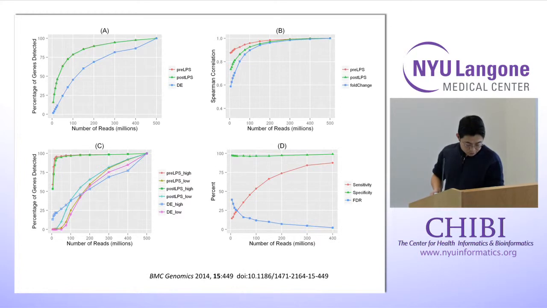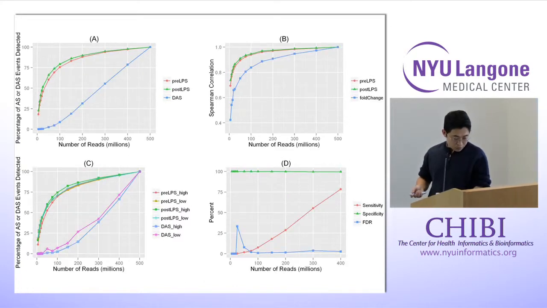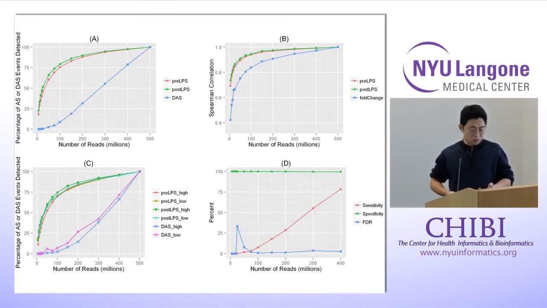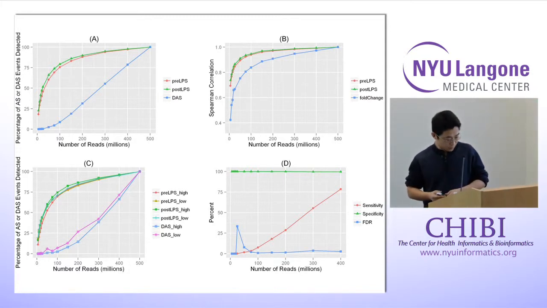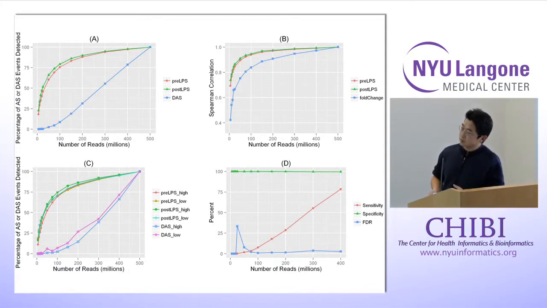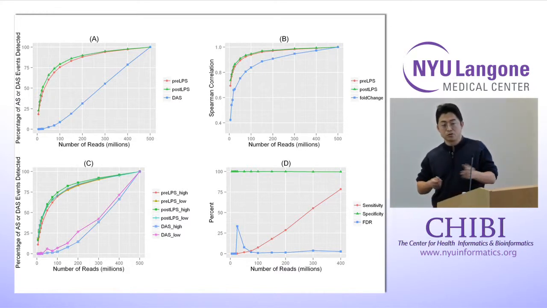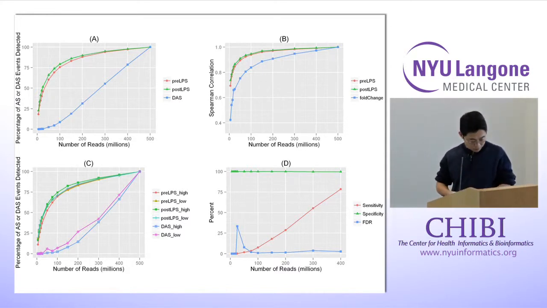To identify alternative isoforms, differential isoforms, you actually need more reads than to find differentially expressed genes. I think that's kind of natural, because for isoforms it's more sophisticated to deduce the structure, to deduce the combination of different isoforms.